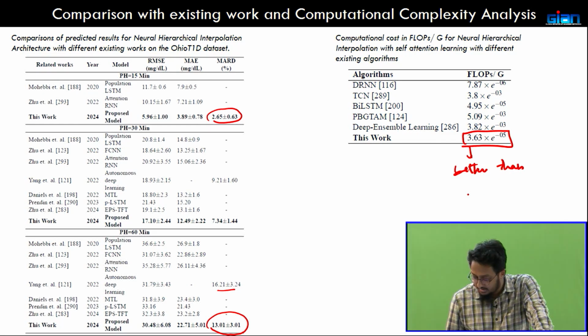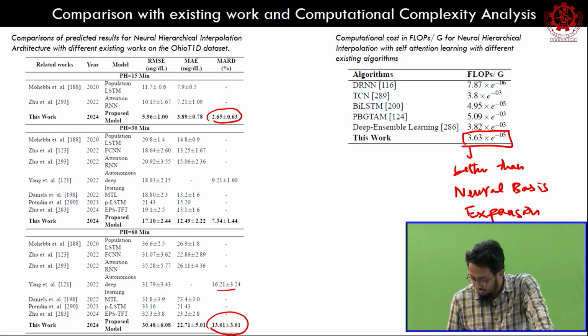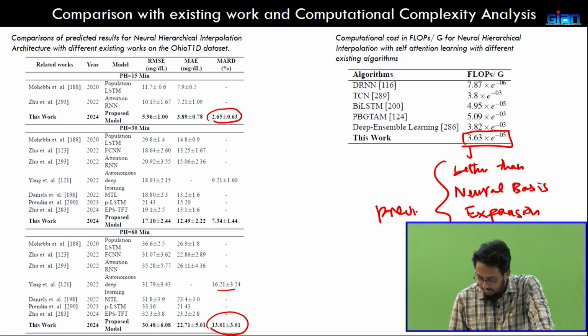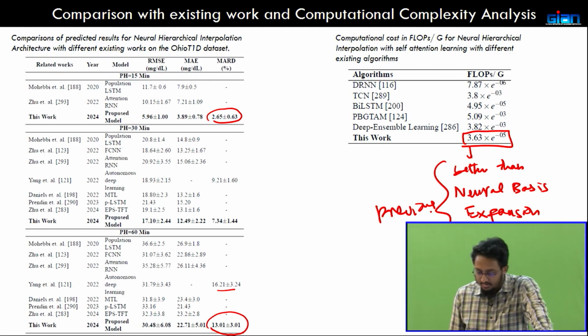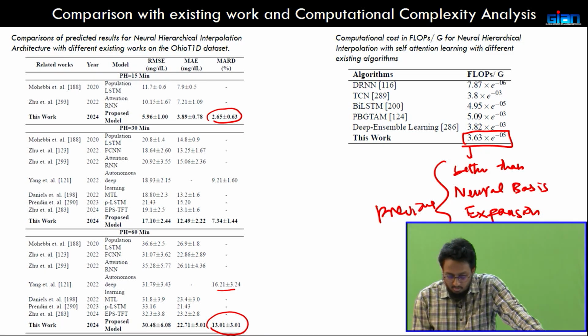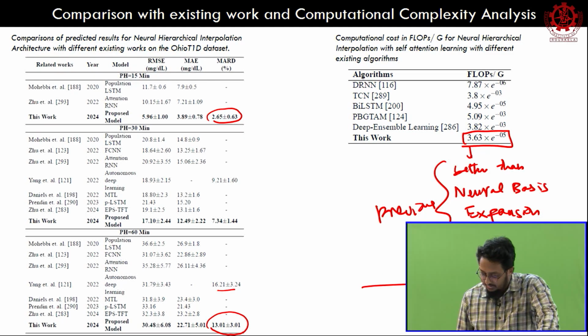the previous architecture, which is neural basis expansion networks plus multi-head attention. So this is better than the previous work, and it's a good sign that it is more towards deployability on edge devices. So we are moving more and more towards deployability in edge devices.